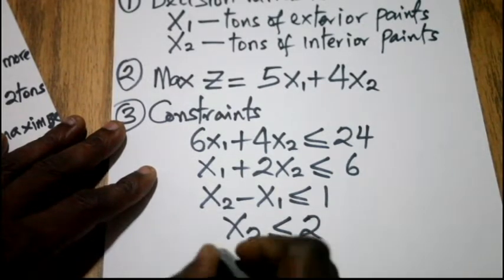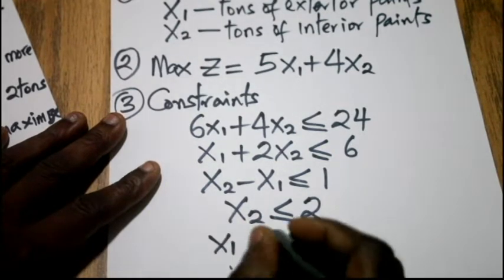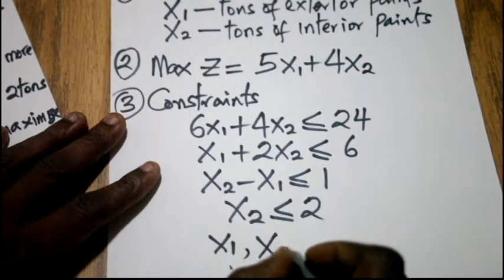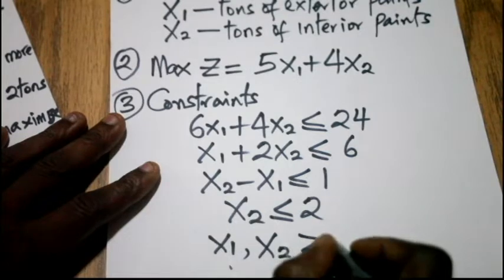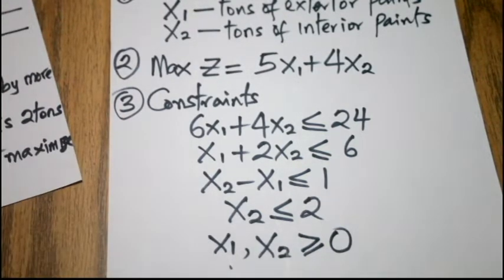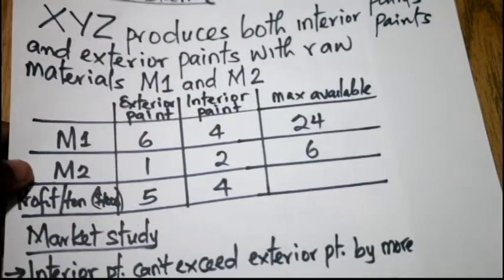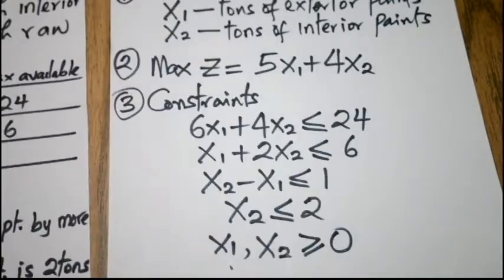So then I have my non-negativity constraint that says x1, x2 must be greater than 0. With this, I've been able to clearly state out my constraints. So from there, I can now advance to plotting the graph for the question that has been given.